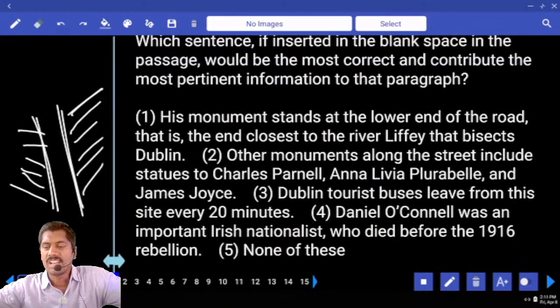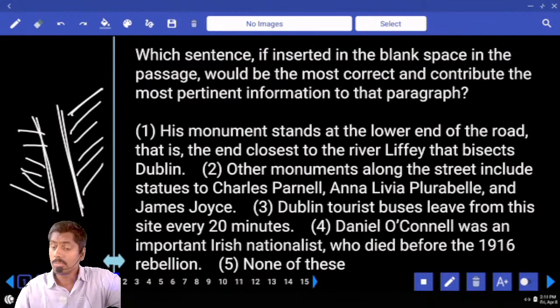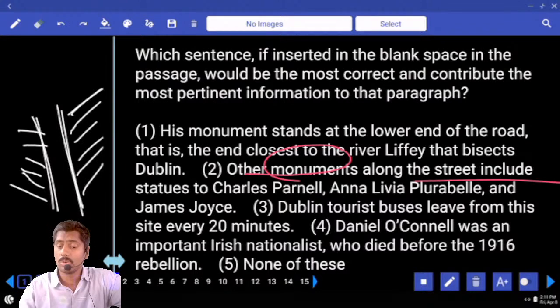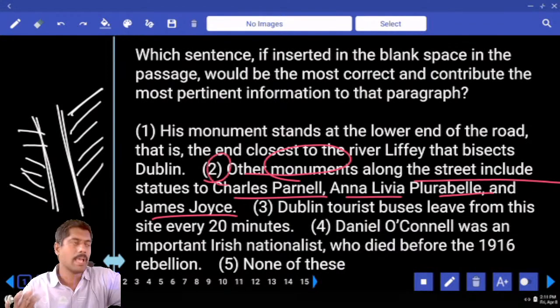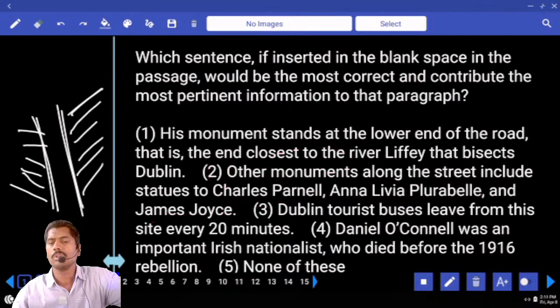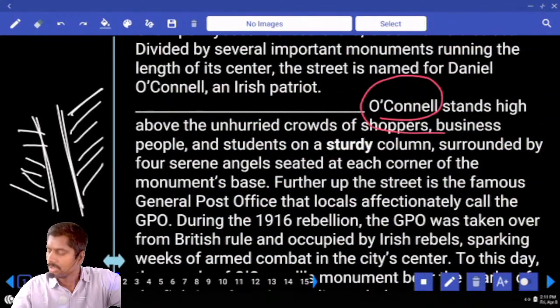His monument stands at the lower end of the road, that is, at the end closest to the river Liffey that bisects Dublin. Other monuments along the street include Charles Parnell, Anna Livia, and James Joyce. Now, if the second option has to come in the blank, then after the blank they should talk about these four people. But after the blank, are they talking about the four people? No. After the blank, they are only talking about O'Connell.